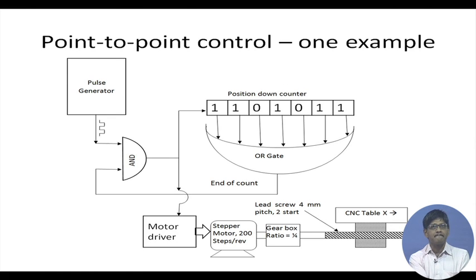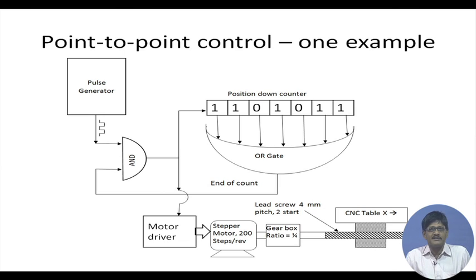This figure shows a typical example of the control loop of point-to-point control. We had two different types of control. One is point-to-point control, another is continuous control. So, this is an example of point-to-point control. Let us have a quick look at how it is operating. First of all, we have a pulse generator which is sending out pulses. If you remember, high voltage, low voltage. So, say 5 volts, 0 volts or 12 volts, 0 volts, something like that is coming out, and it is compatible with the stepper motor which is shown here.